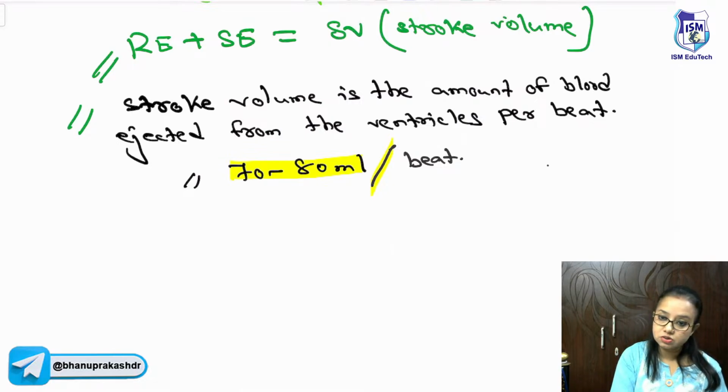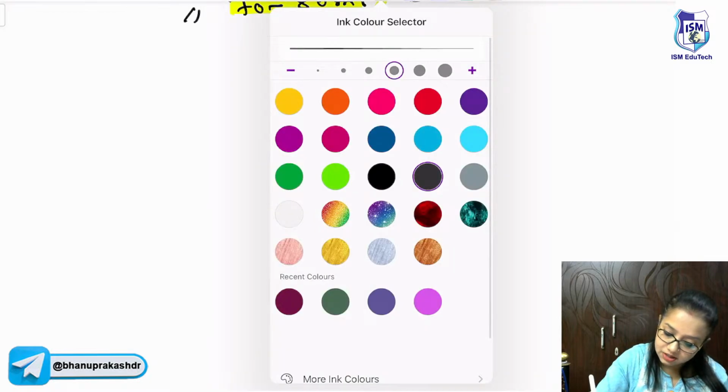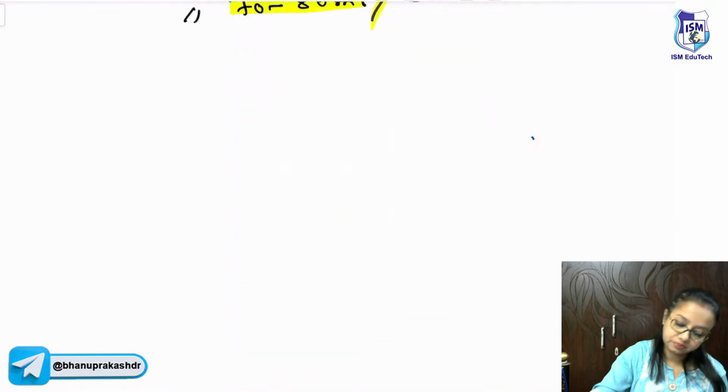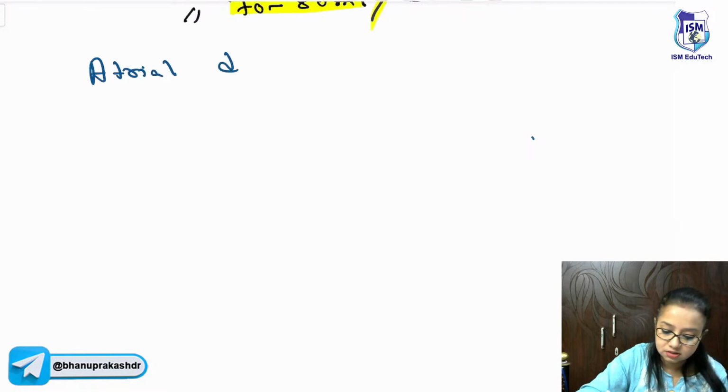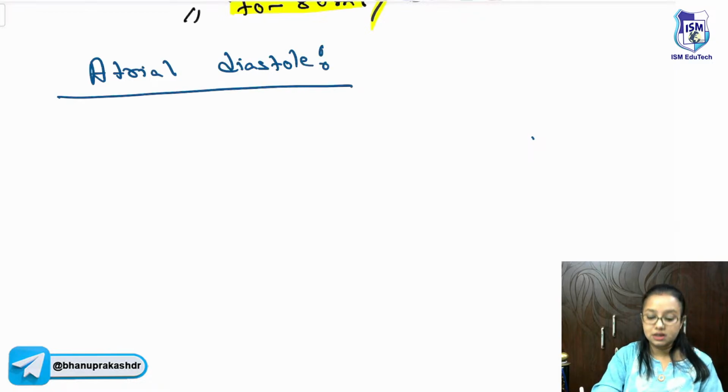So the ventricular diastole got over, and in the ventricular diastole, there was atrial systole. Now the ventricular systole is also over. What remains in the cardiac cycle? Then the whole cycle, of course, I'm going to show you with the diagram also. So what remains is the atrial diastole.